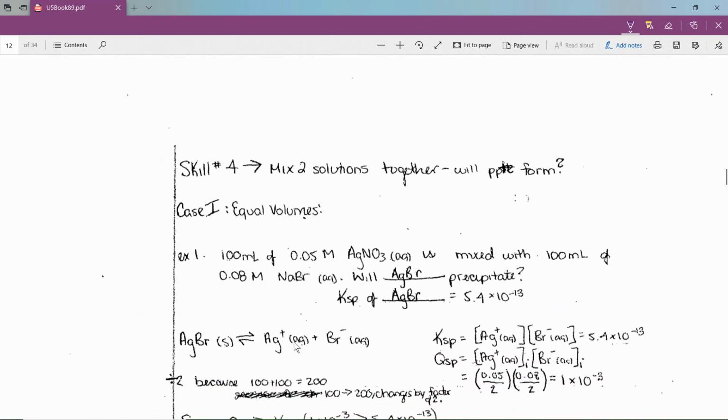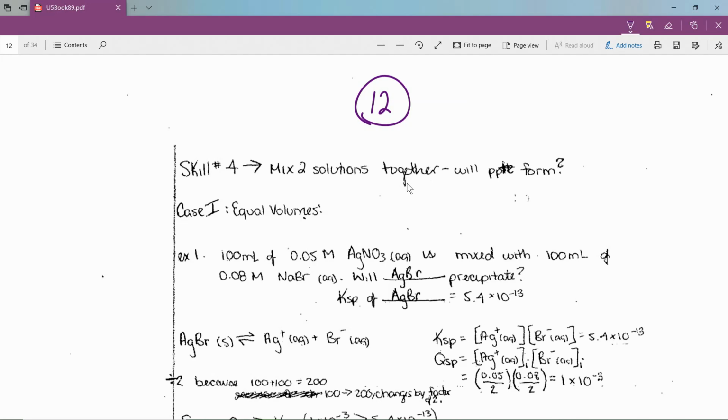Now we go to page 12 and to skill number 4, which is needing information from skill number 3. No surprise. The whole idea is QSP greater than KSP. If I mix two solutions together, will a precipitate form? We're talking about the antibiotic aqueous starting to drip into an IV bag containing sugar or salt. We don't want a precipitate to form when we mix those solutions together. So there's practical reasons why we have to know.